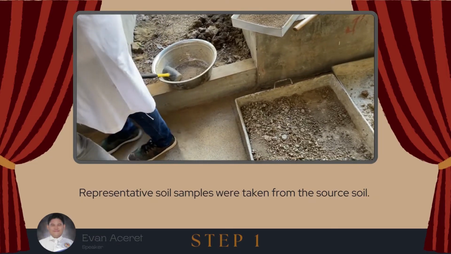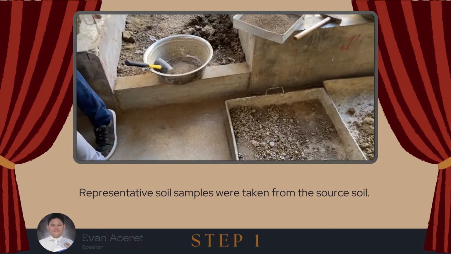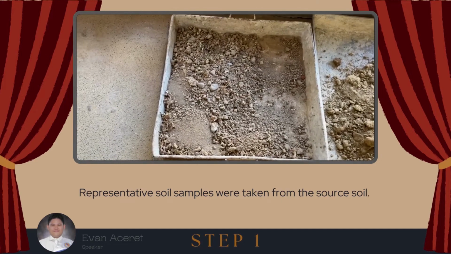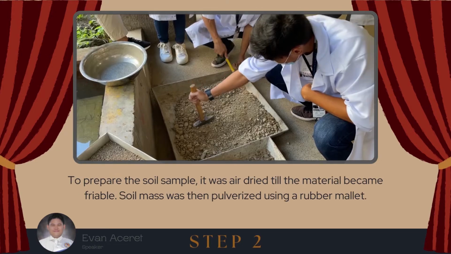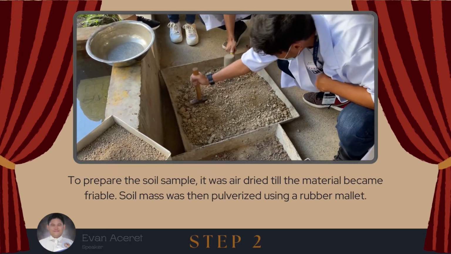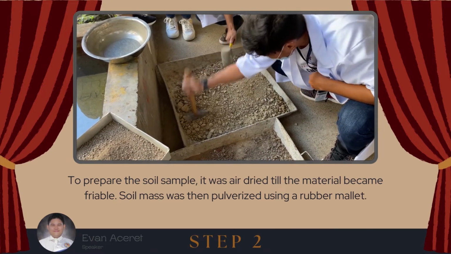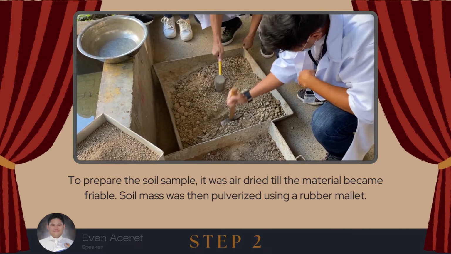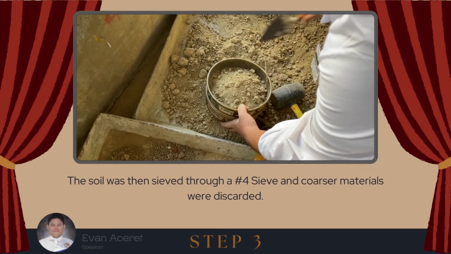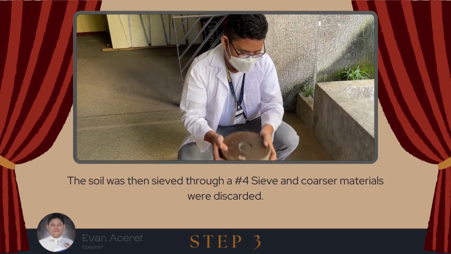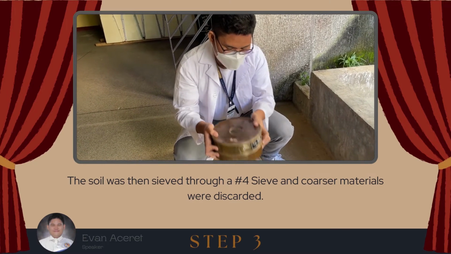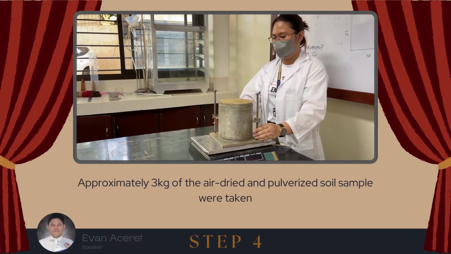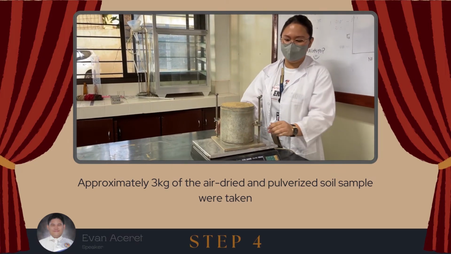The first step for the methodology is that representative soil samples were taken from the source soil. Second is to prepare the soil sample. It was air-dried till the material became friable. The soil sample was then pulverized using a rubber mallet. The soil was then sieved through a number 4 sieve and the coarser materials were discarded. Approximately 3 kilograms of air-dried and pulverized soil sample were taken.